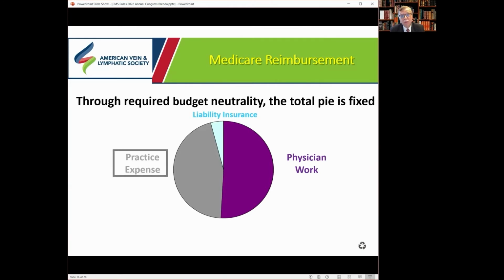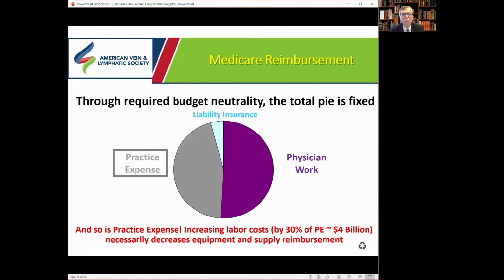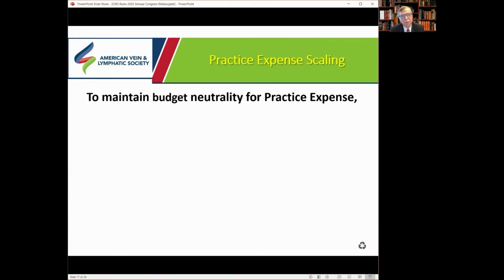Through budget neutrality, as we've already discussed and mentioned, the total pie is fixed, but so is that section of the pie linked to practice expense. That's fixed as well. So increasing labor costs about 30% or $4 billion for next year necessarily decreases the amount of money that's assigned for equipment and reimbursement for your supplies. So why does that make a difference? The total pie and the total part of the pie for practice expense is fixed.